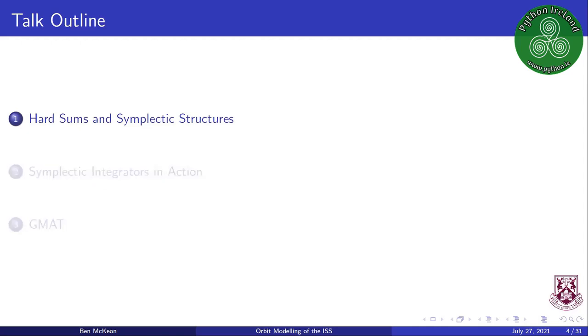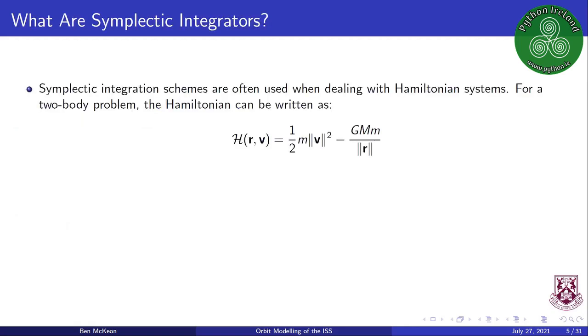So kicking off with Hamiltonian systems and symplectic structures. The question on everybody's lips is, what are symplectic integrators? If I was to give a short but brutal answer, it's a lot of hard maths. Symplectic integration schemes, as they're called, are usually used when we're dealing with a Hamiltonian system, which means that it can be described by Hamilton's equations. From that, we're able to derive the Hamiltonian, which is this equation here. Effectively, the Hamiltonian is just a fancy way of writing the energy of the system.